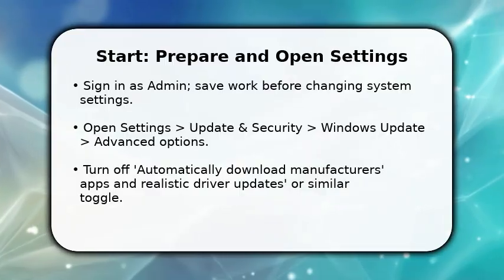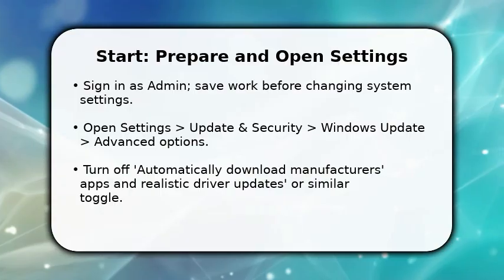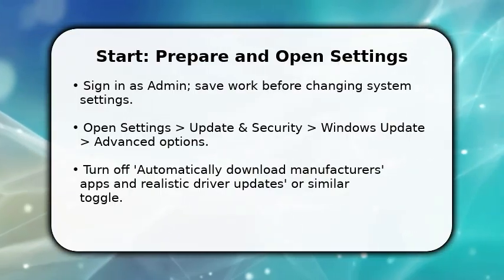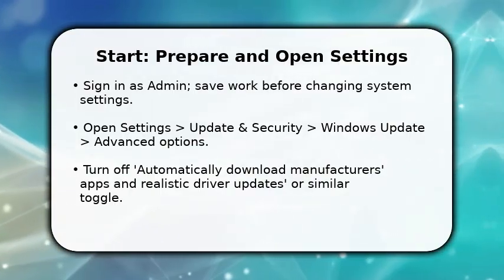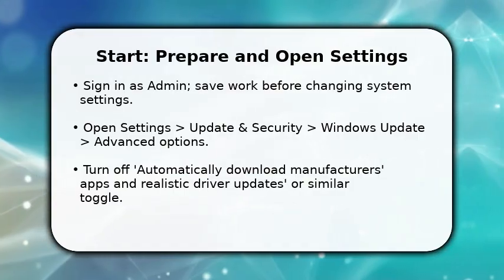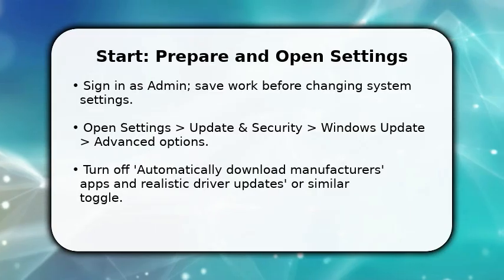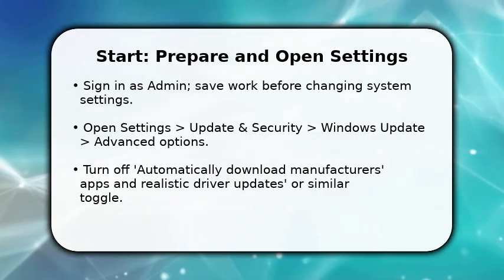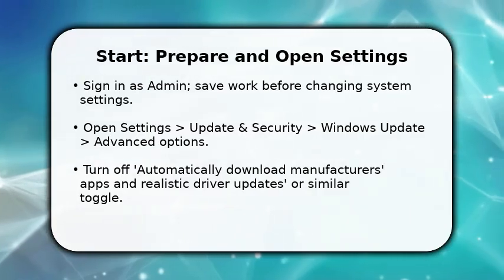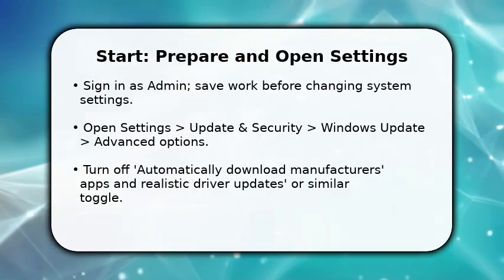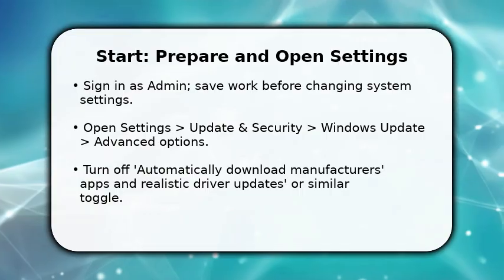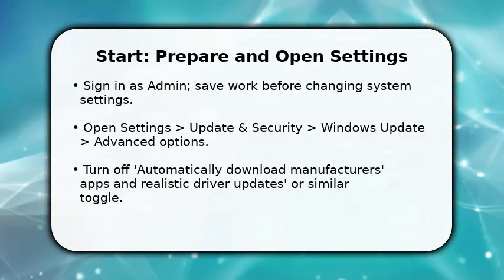You need admin access and a quick backup of critical files, then open Settings and go straight to Update and Security. Once there, choose Windows Update and click Advanced Options so you can change driver behavior. Make sure to turn off the toggle that allows Windows to automatically download manufacturer apps and drivers, because that setting triggers the automatic driver install.